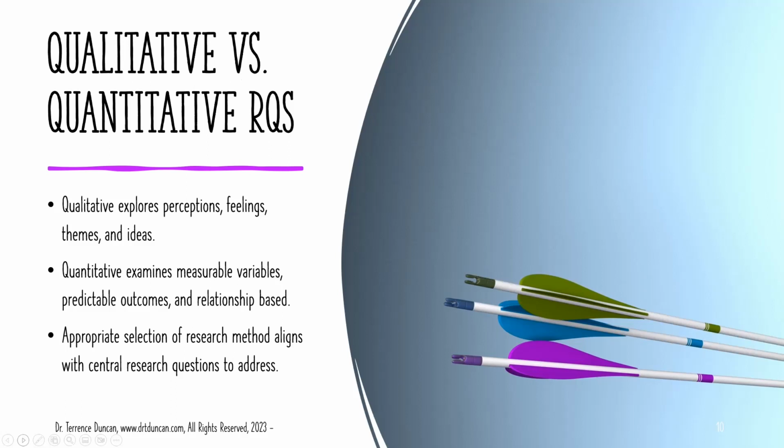Additionally, it's an appropriate selection of your research method that aligns with the essential research questions to address. So, as you are working on your problem statement, you went from the broader perspective, from the general problem, then you went down to the specific problem. Now you identified the purpose of your study, your target participants, and now you're going to develop the questions based on the selection of your research method and design.